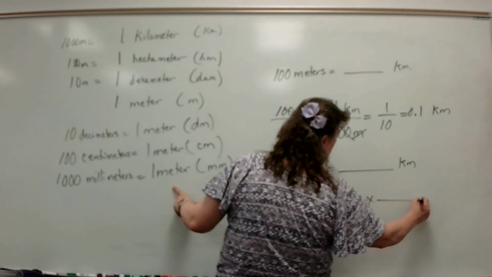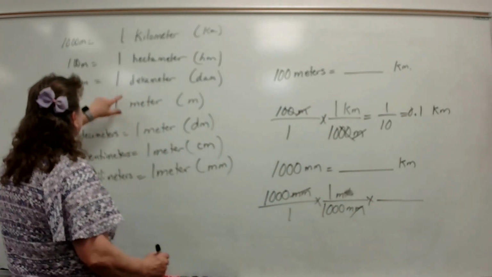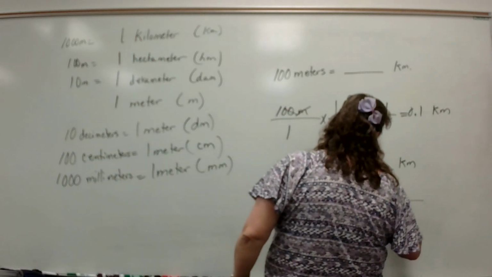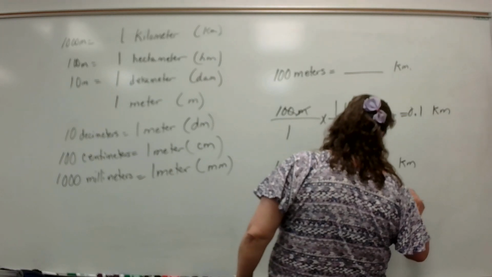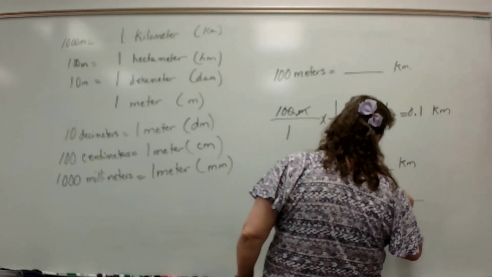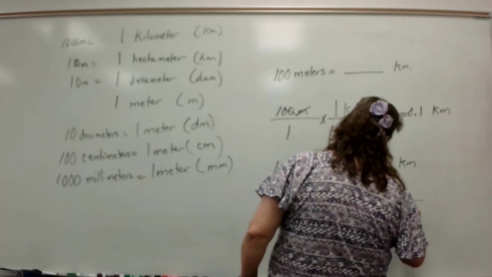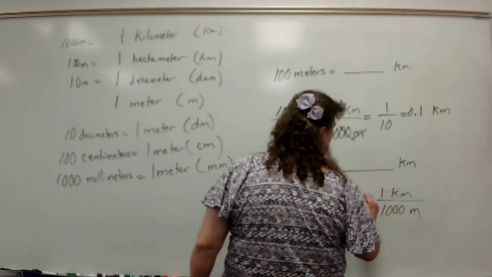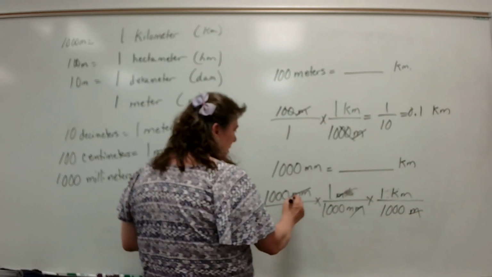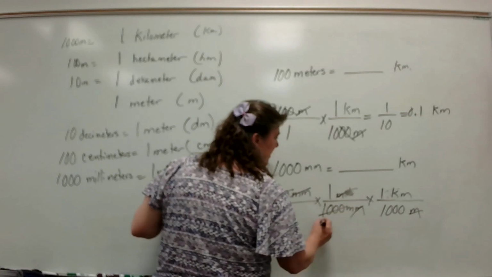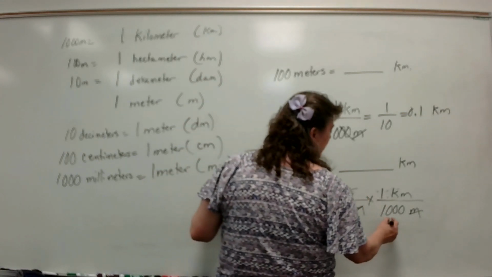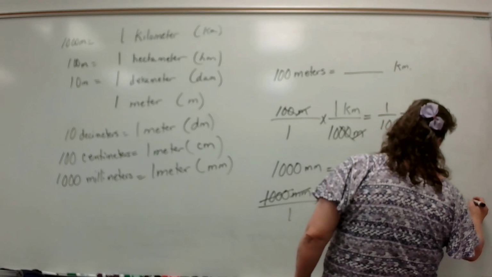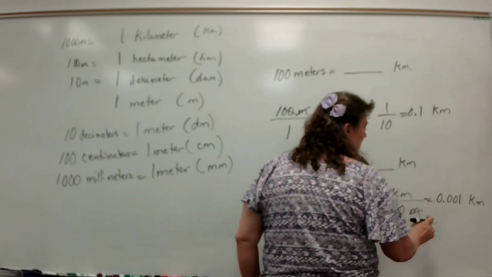And then times, my next one is going to go from meters to kilometers. So there's 1,000 kilometers. No, there's 1,000 meters in 1 kilometer. Let's get this right. So now my meters cancel, and what am I left with? Well, 1,000 divided by 1,000 is 1. And I have 1 over 1,000, which is going to give me 0.001 kilometers, because that's 1/1,000th.